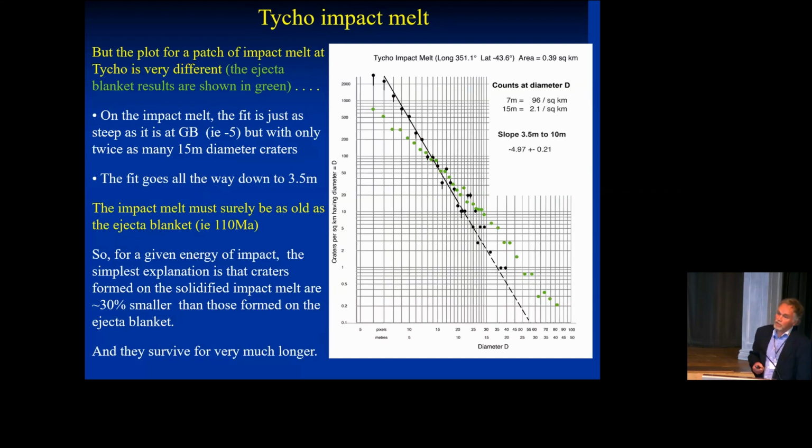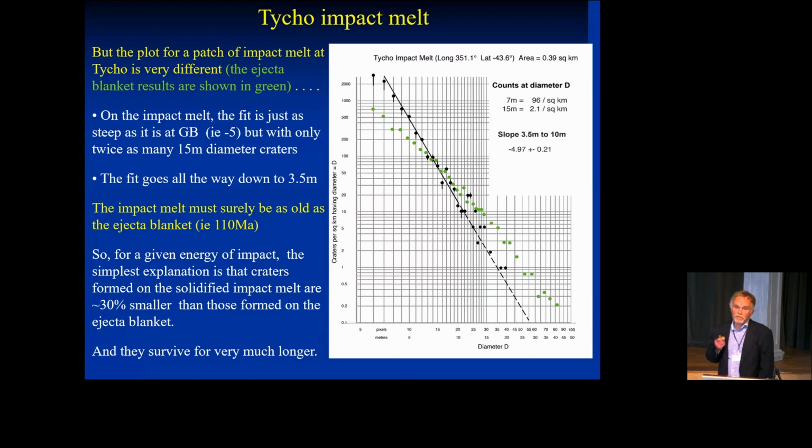But the plot for a patch of impact melt at Tycho is very different. The grey ones are the ejecta blanket results, and the green ones are the impact melt results. So on the impact melt, the fit is just as steep as it is at GB, minus 5. It goes all the way down to 3.5 meters, which is very strange.